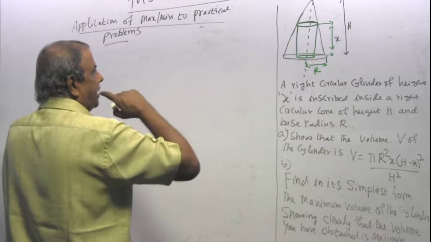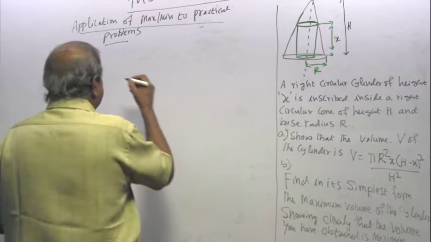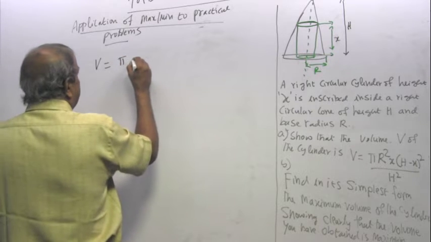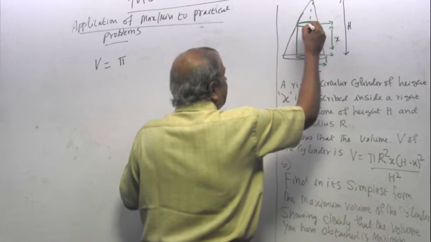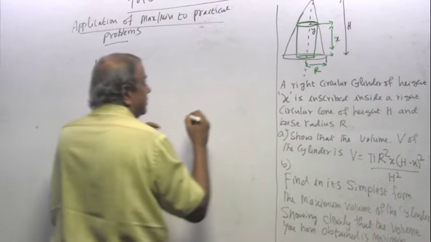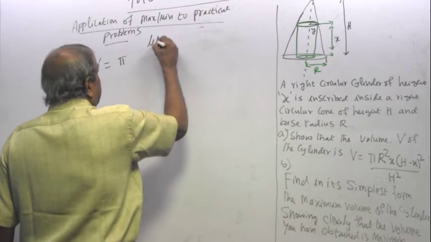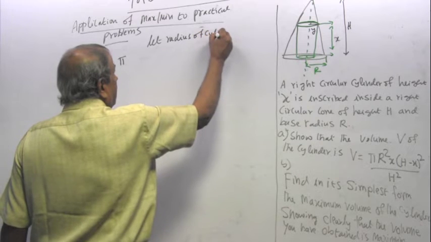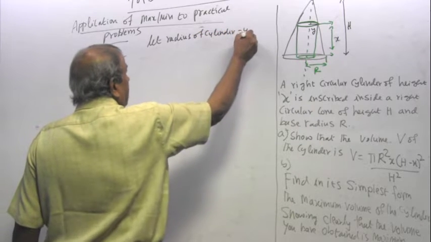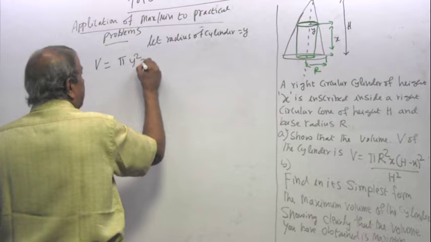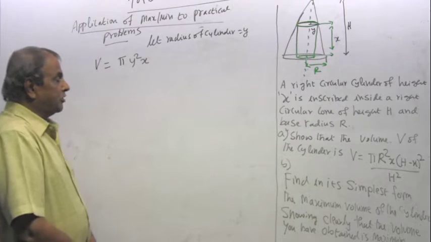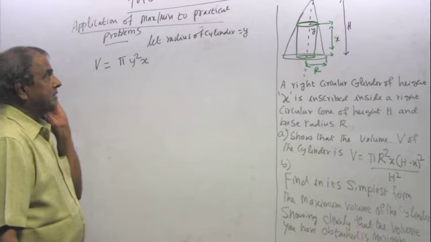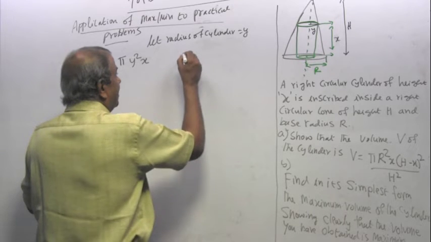Now look, to find the volume of the cylinder, volume V is, we agree, pi. Let's assume the radius of the cylinder is y. So let radius of cylinder be y. So I get pi y squared x. My job is to find y squared. Going to be difficult. How shall we do this?